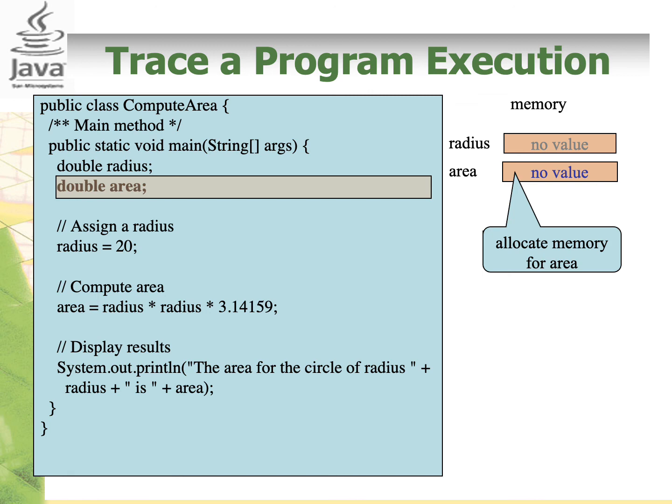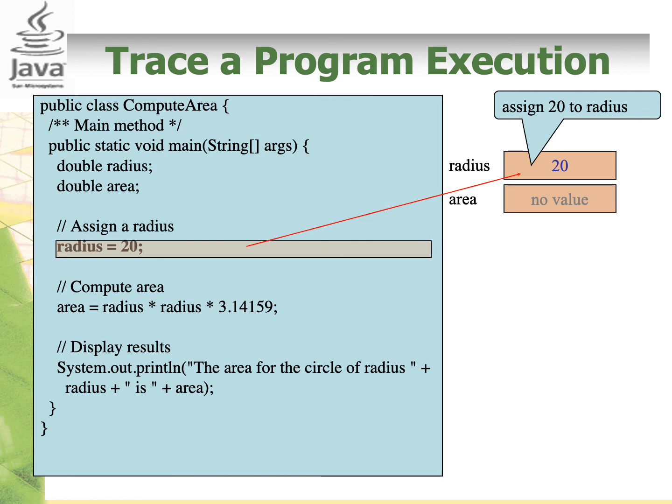The memory for variable area and radius are allocated based on the data type. If we look back at the previous part of this topic, we know that for data type double, it uses 8 bytes or 64 bits of the memory. So those are the values that are being allocated for our radius and also area. Then we have radius equal to 20, which means we assign the value of 20 to the variable radius. In the memory, the value is kept there.